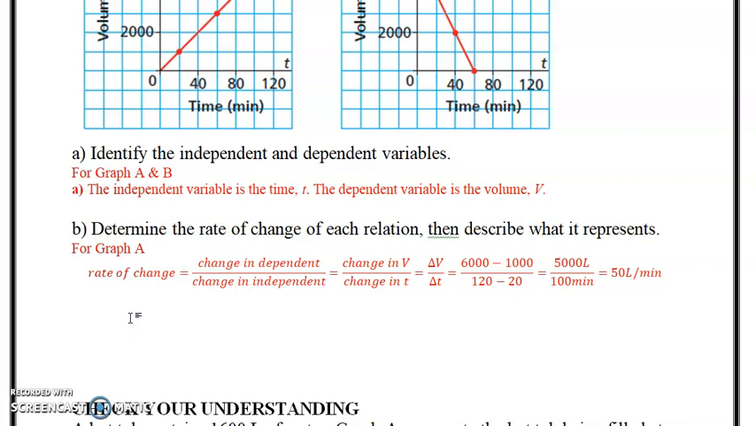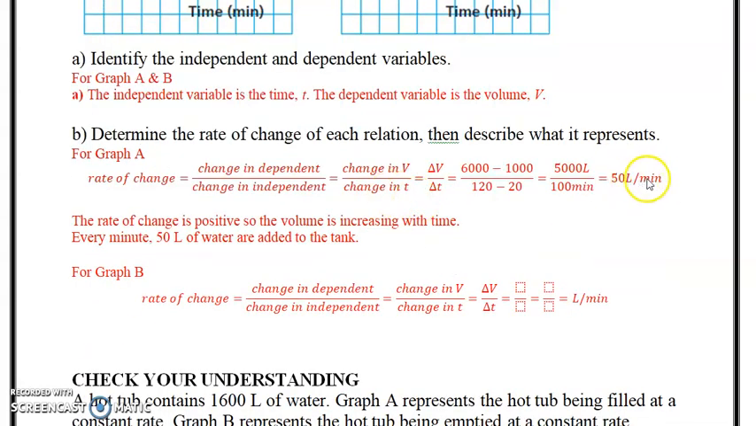Of course, you were filling this, right? So every minute, 50 liters of water is added to the tank. That's what that means. You'll notice it's positive, so that means it's increasing. The volume increases as time goes by, so every minute, 50 liters of water is added.